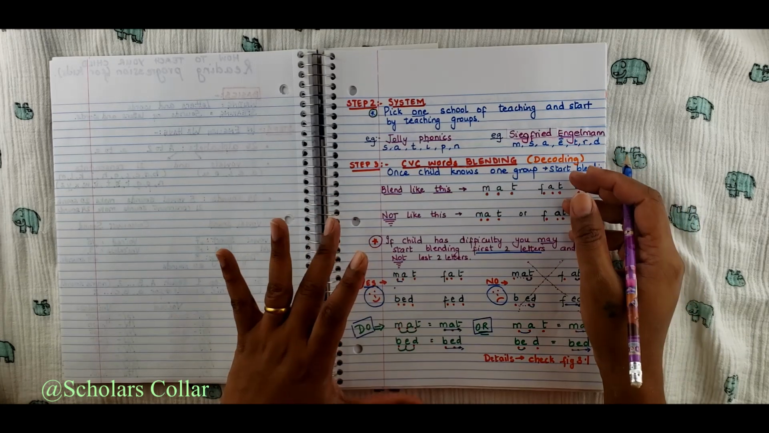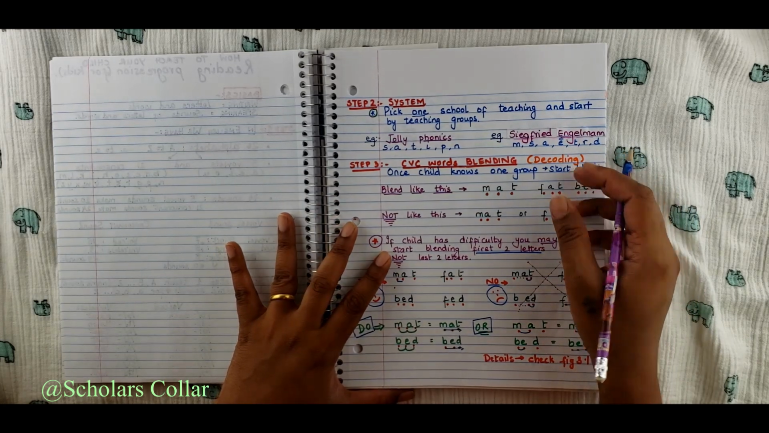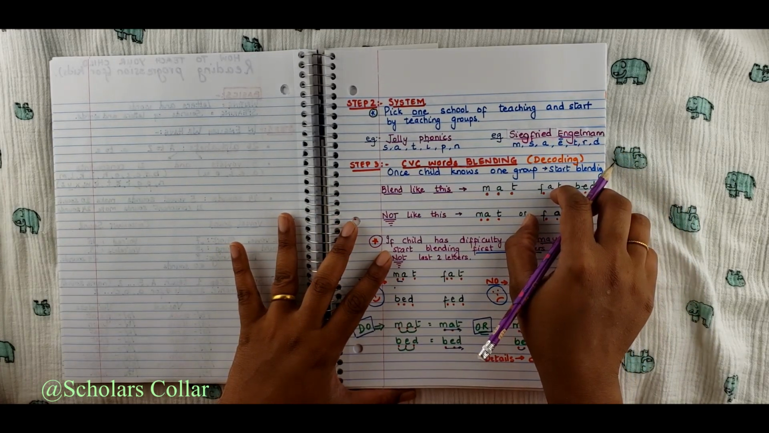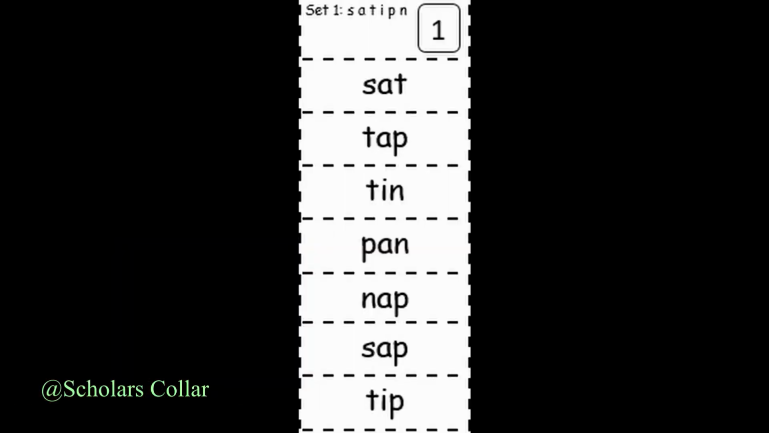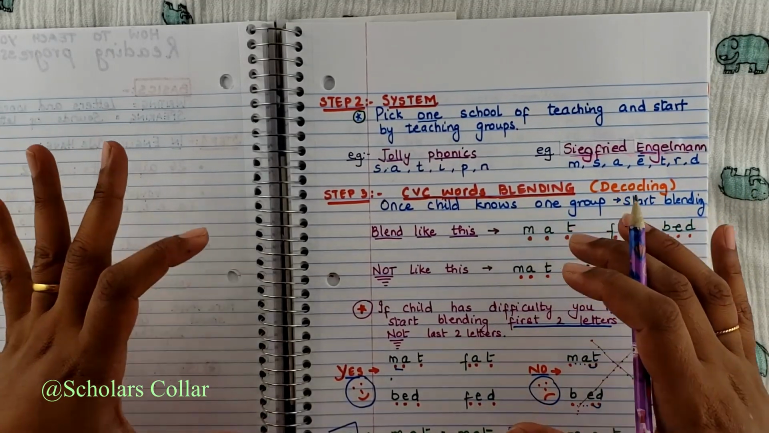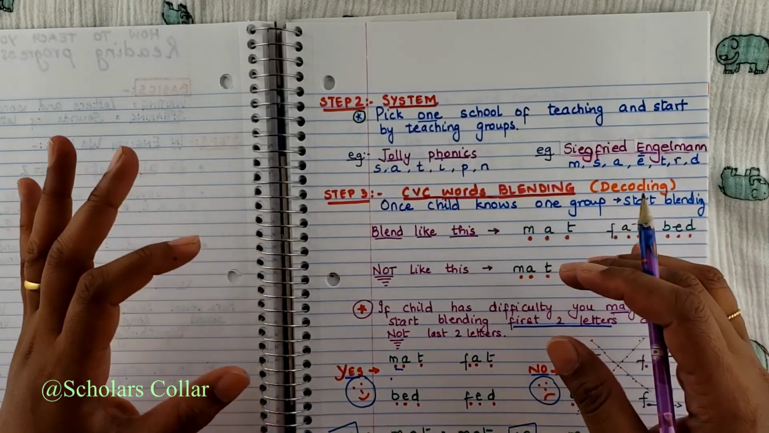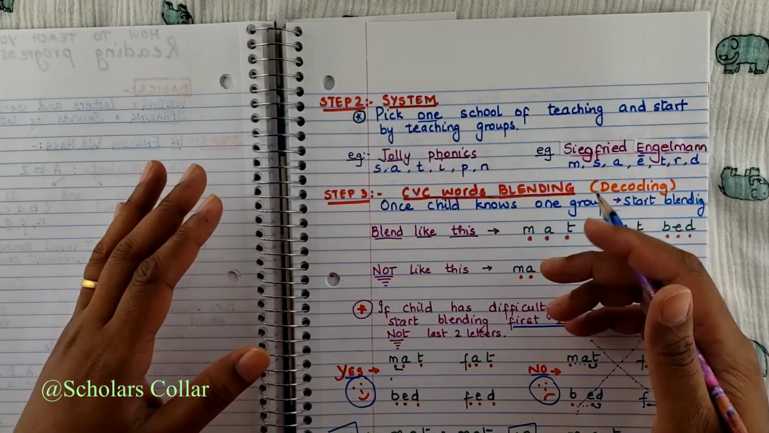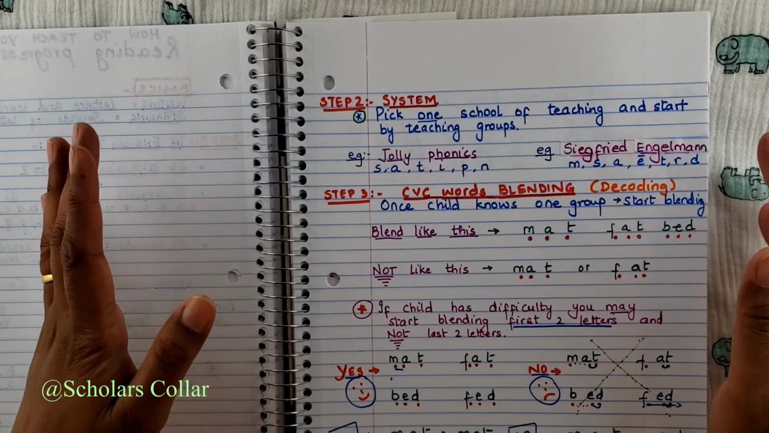Then step 3 is you're going to go ahead and do the blending. This is also called decoding. So once the child knows one of the groups, you're going to start doing the sounds, and start reading, start blending. I want to stop you guys right here and emphasize how you're teaching your child to read. Do not do the schwa sound, like muh, a, t, right?